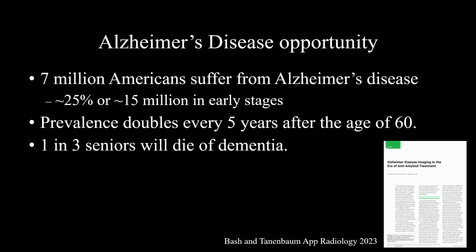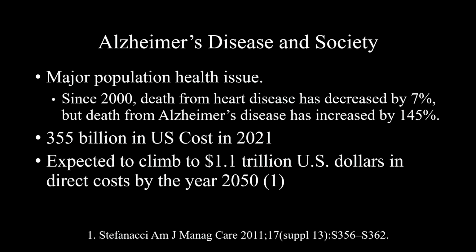All right, 7 million Americans suffer from Alzheimer's disease. Roughly 25% of those patients are in the early stages and are eligible for these amyloid targeting therapies, or roughly 1.5 million patients in the US. The prevalence of Alzheimer's disease doubles every 5 years after the age of 60, and 1 in 3 of our seniors will die of dementia. This is a major population health issue.